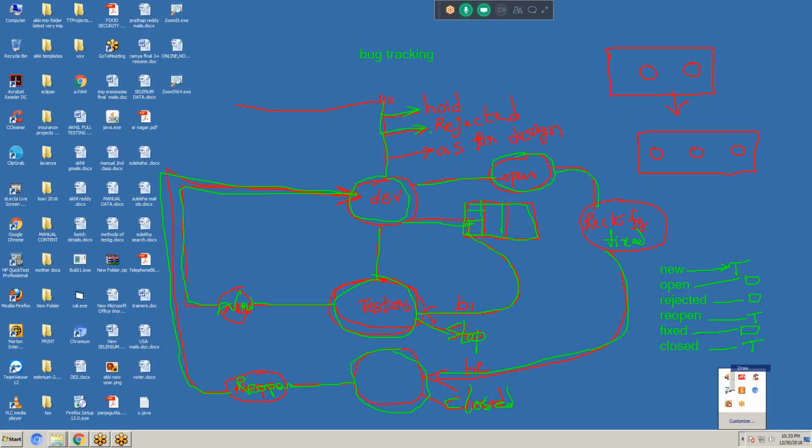Rejected means this is not at all a defect. This is the tester's mistake. So if they feel this is not at all a defect, then they will give the status rejected. Sometimes they will give the status as per design.